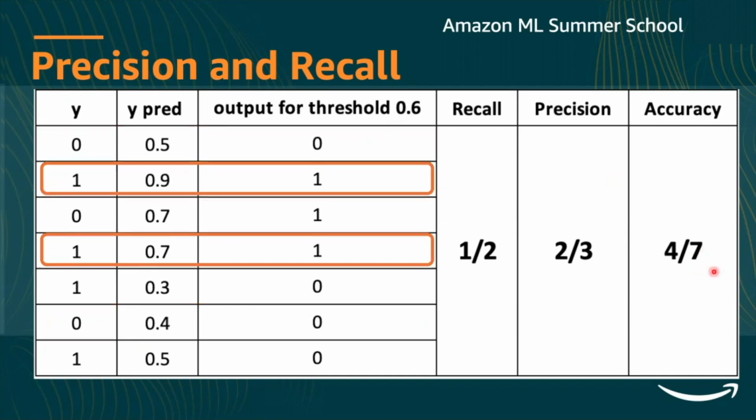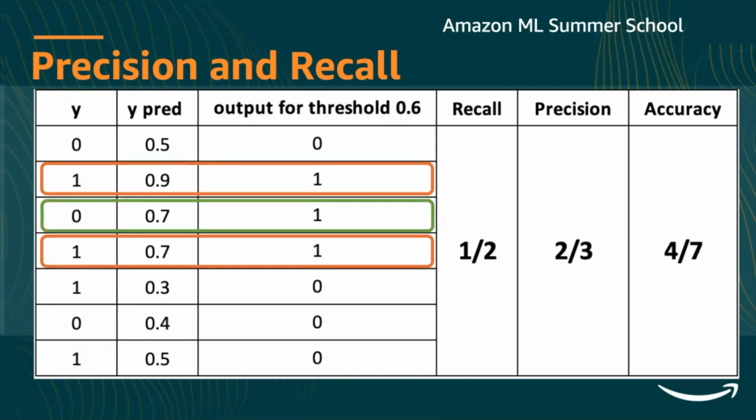Now let's compute recall, right? What does recall say? Recall says that what is the true positive to the total number of positive cases, right? The true positive cases are only these 2, right? And the total positive cases are these 4, right? Total actual positive cases. So the recall would be 2 by 4, which is 1 by 2.